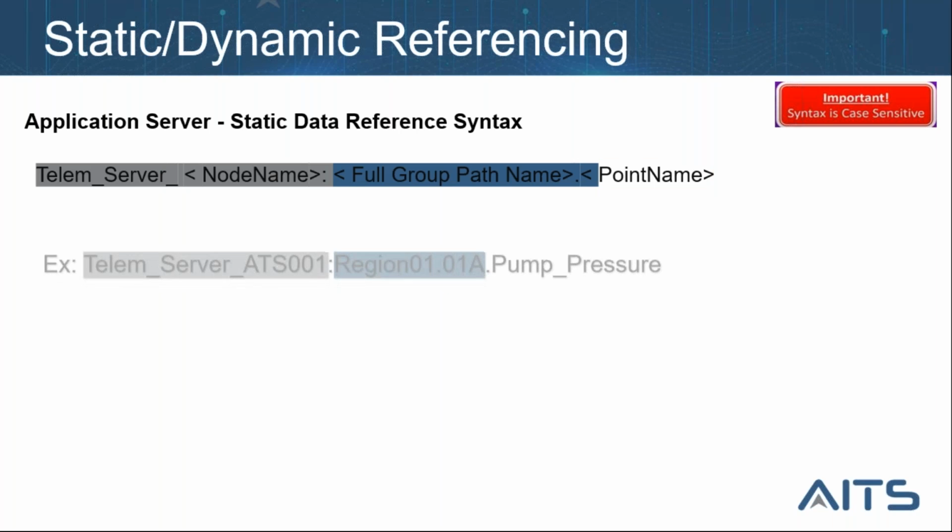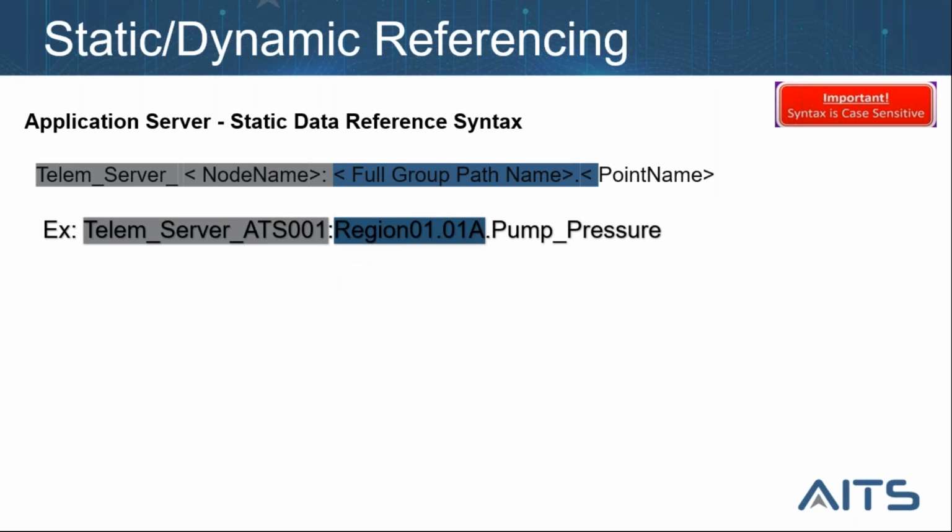For example, here, the node name is ADS001. The path name here is region 01.01A, which is the hierarchical name in the telemetry server. Finally, the point name is the pump_pressure.